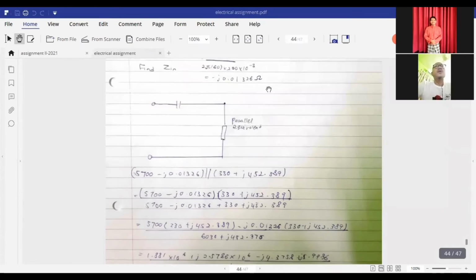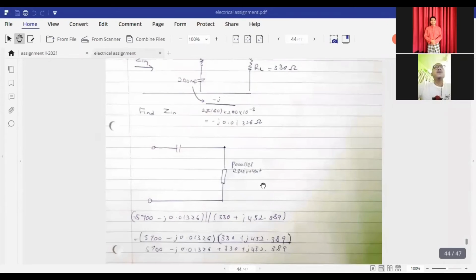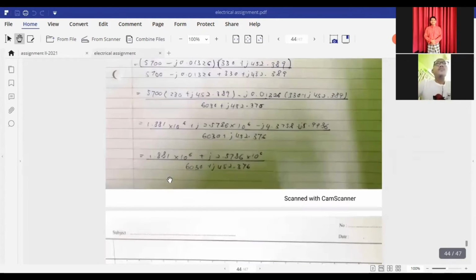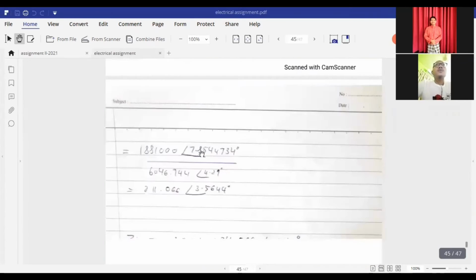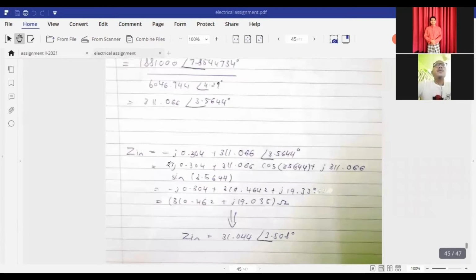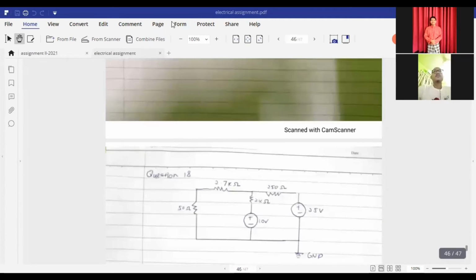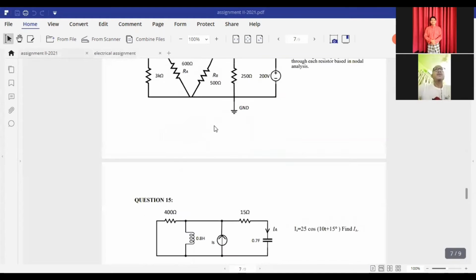And the last one, for this circuit we use parallel equivalent. We cannot solve this circuit, we cannot use the normal solving. And the last one, we get Zin 31.044 and 3.508 degree.